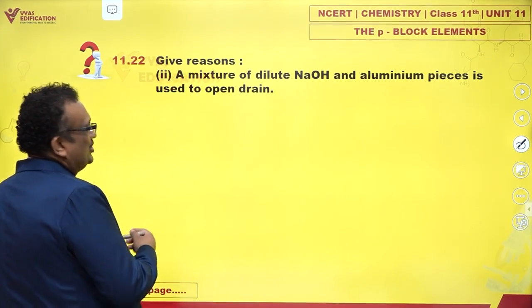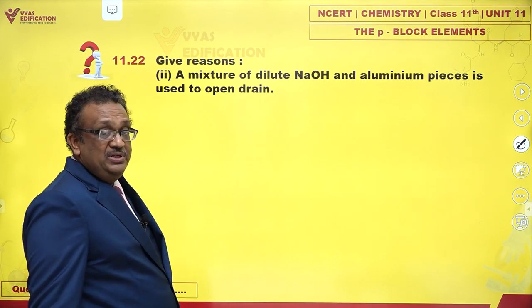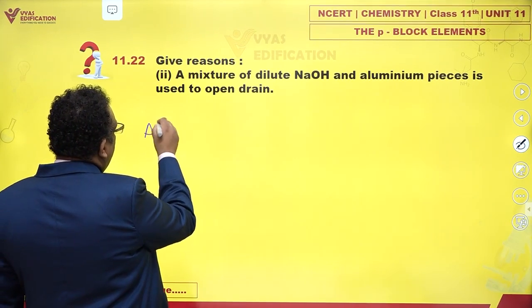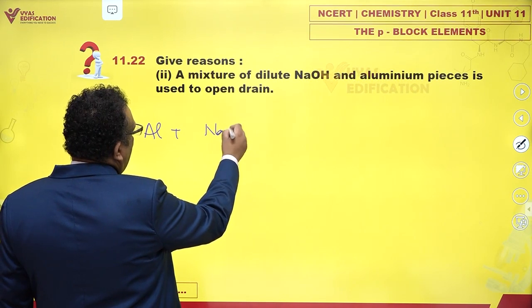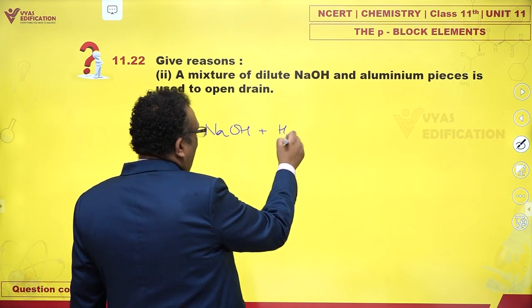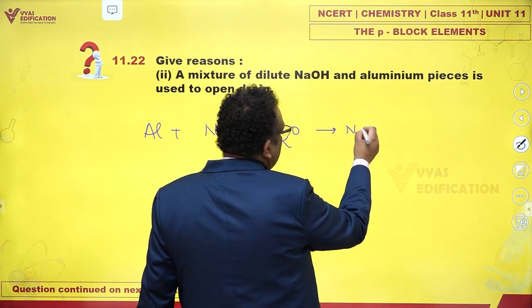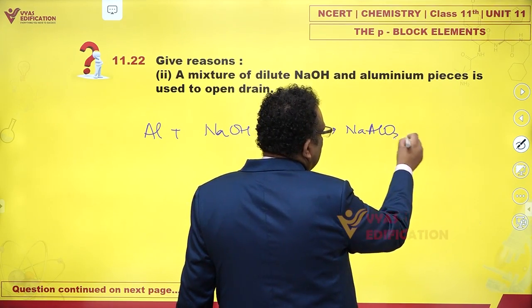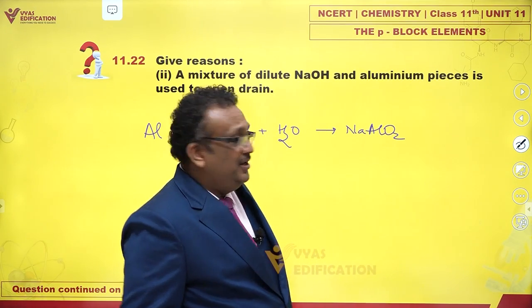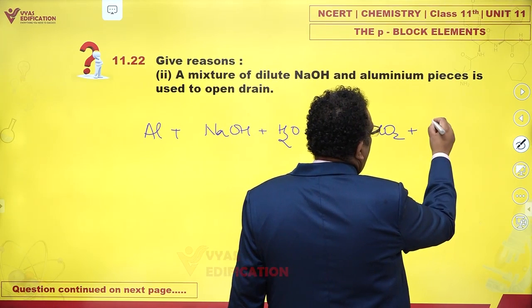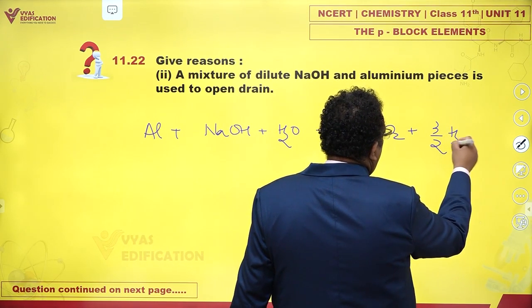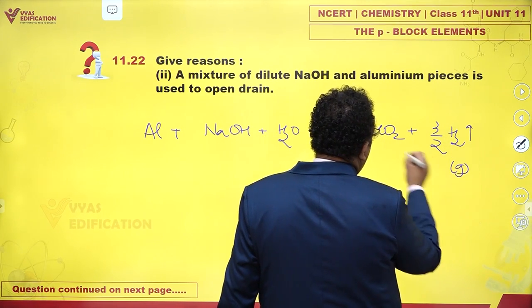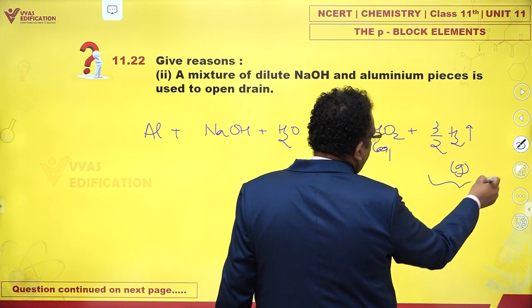So, and that's a very gross and dirty idea also. What happens is, if you take aluminium and add dilute NaOH, something wonderful happens. Slowly, as they are washed down the drain, they react. And when they react, they release hydrogen gas.